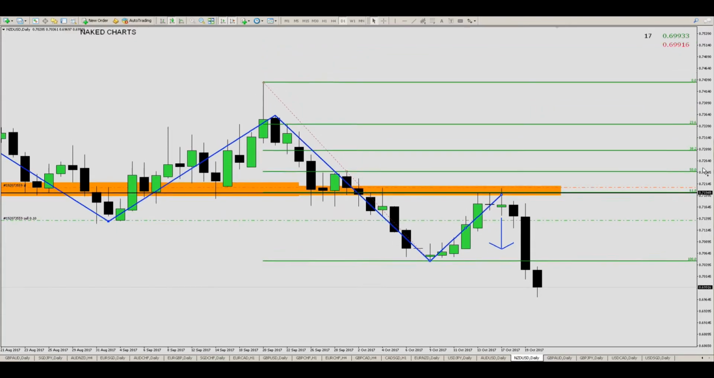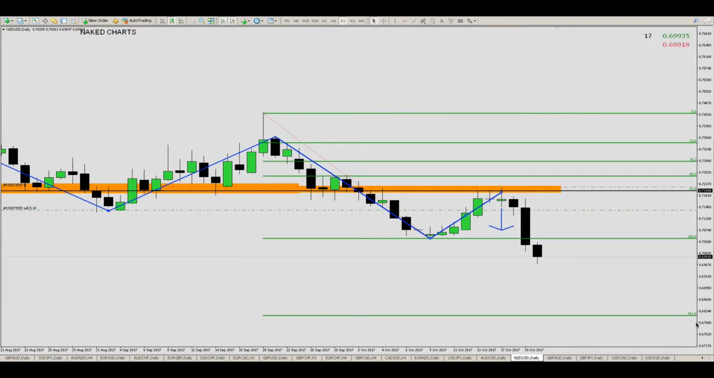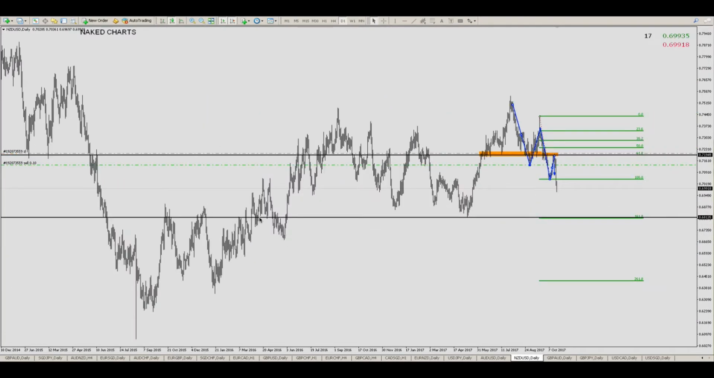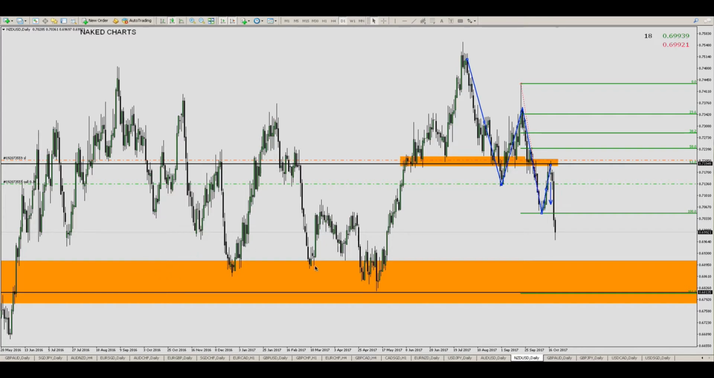So if you scroll down, you can see the 161.8 here, the Fibonacci level, which is the possible area where I can take my profit. So probably you can see here from the history a lot of rejection here.